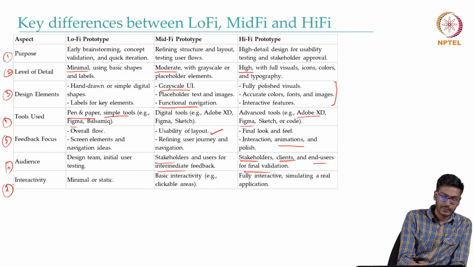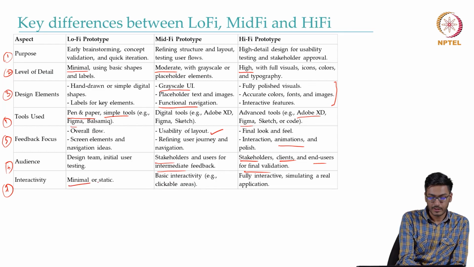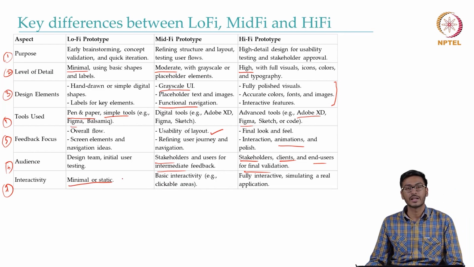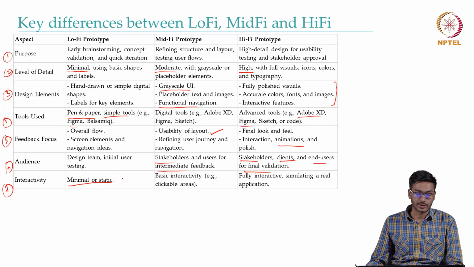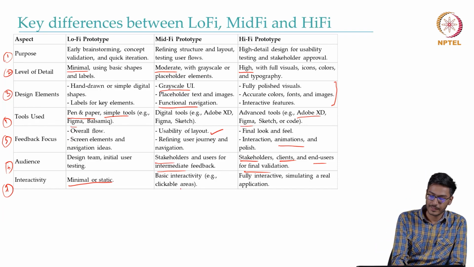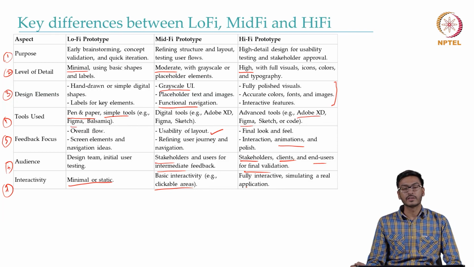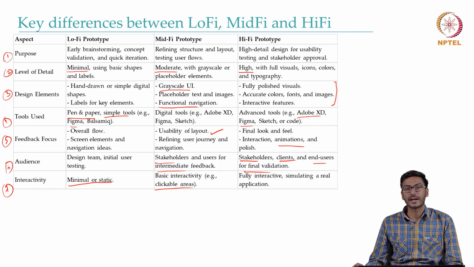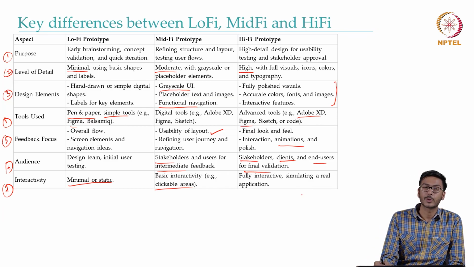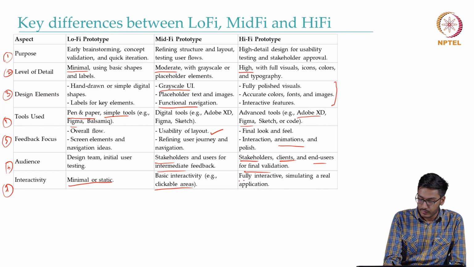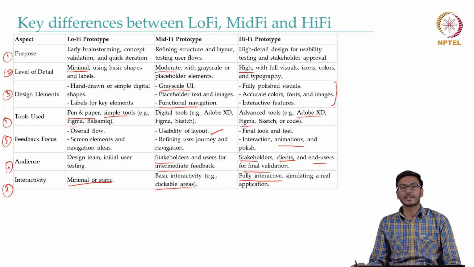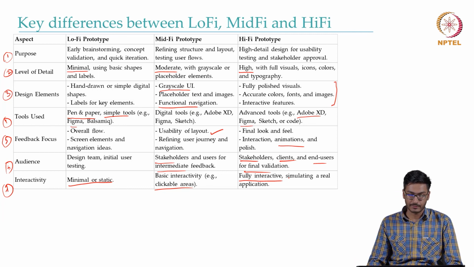As for the interactivity, lo-fi is very minimal, or in most cases, it does not offer any interaction. Mid-fi offers some basic interactions like clickable areas, while mid-fi differs from hi-fi in the sense that hi-fi contains every single element that is going to exist in the final product. This includes fully interactive buttons, visual icons, shapes, etc., and thus simulates a real application.